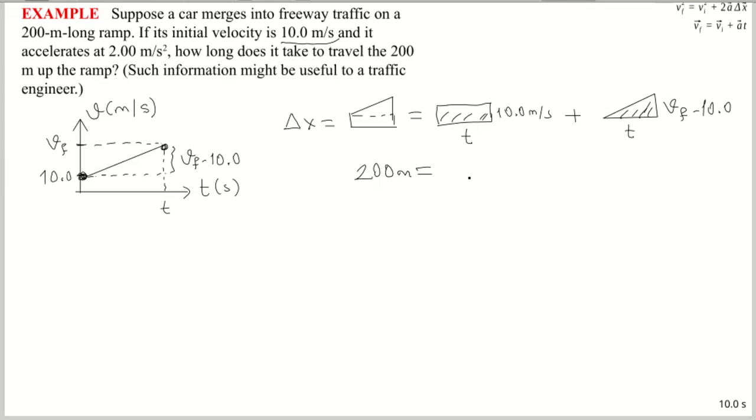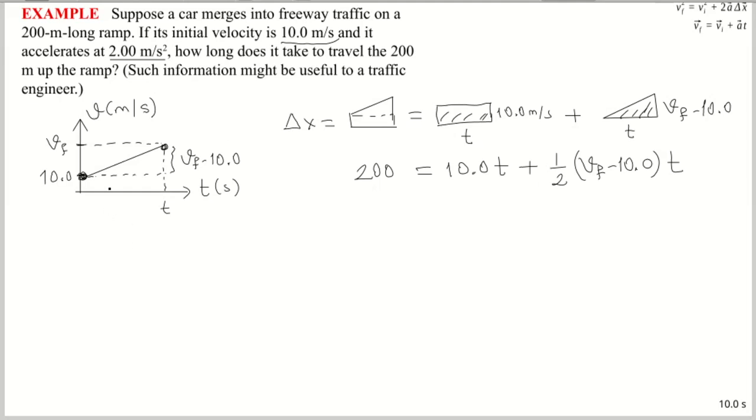So the area of the first part is 10 times t, which I am going to also drop the unit here, plus 1/2 times (v final minus 10) in parentheses times t. But we'll come back to this. There are two unknowns: v final is unknown, t is unknown.